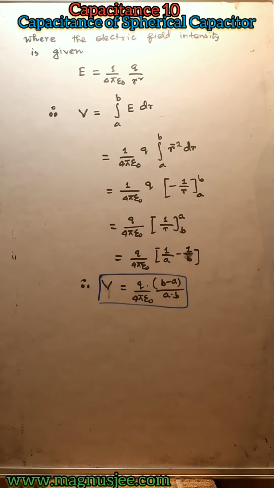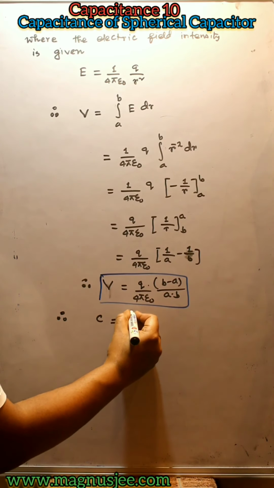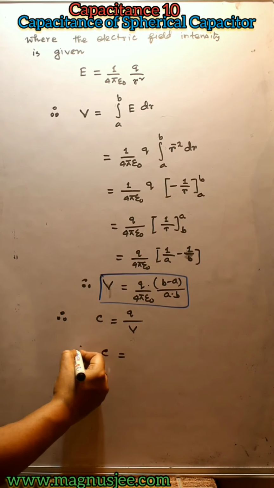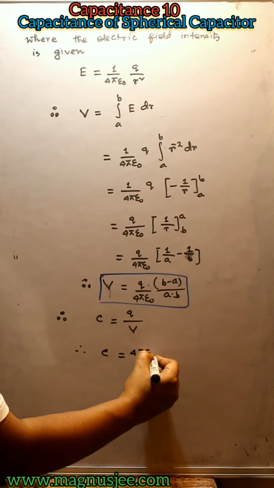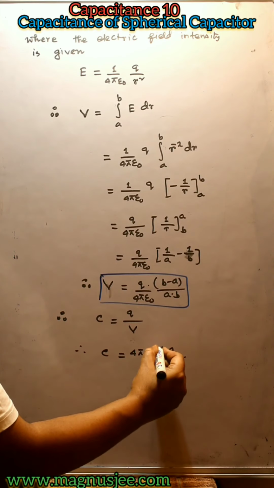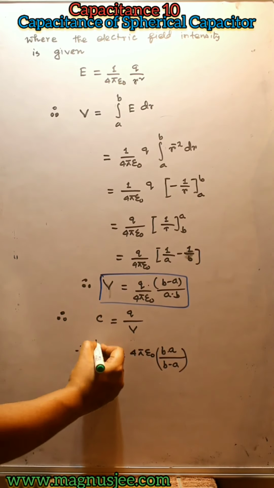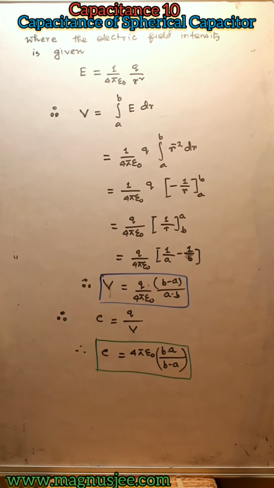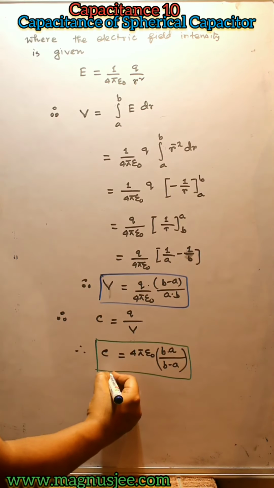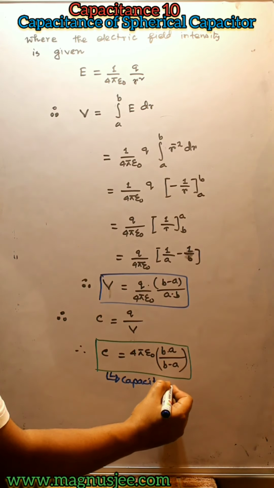This is equation 2, and we have capacitance C as q by V. Now putting the expression of V, we finally get the expression of capacitance, which is 4 pi epsilon 0 times b dot a divided by b minus a. This is the capacitance of a spherical capacitor.